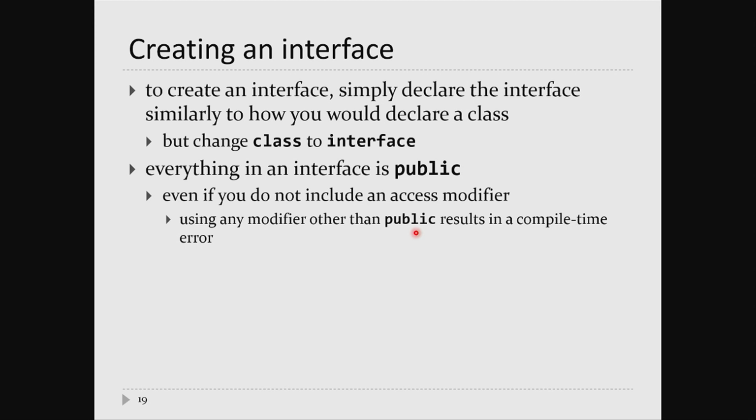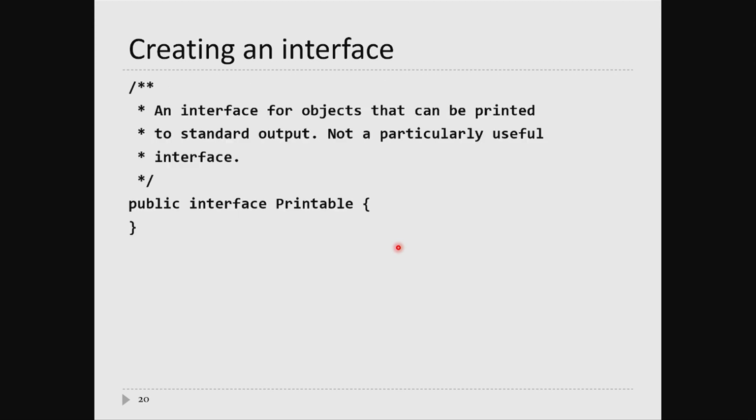And you cannot make it anything else, which makes sense because the interface is supposed to be a public interface. It's supposed to be all of the methods and fields that some other class can use. Okay, so let's make an interface. This is the simplest possible interface that I could come up with. I want to make an interface called Printable. A class that implements the Printable interface, well, you can print an instance of that class. Note that this is not a very useful interface, and it's not. The only purpose of showing you this interface is to show you how to make one.